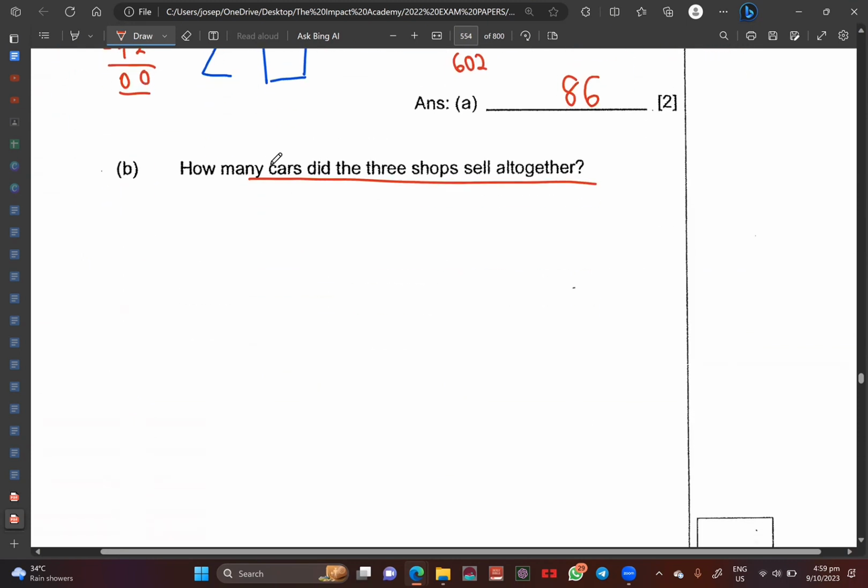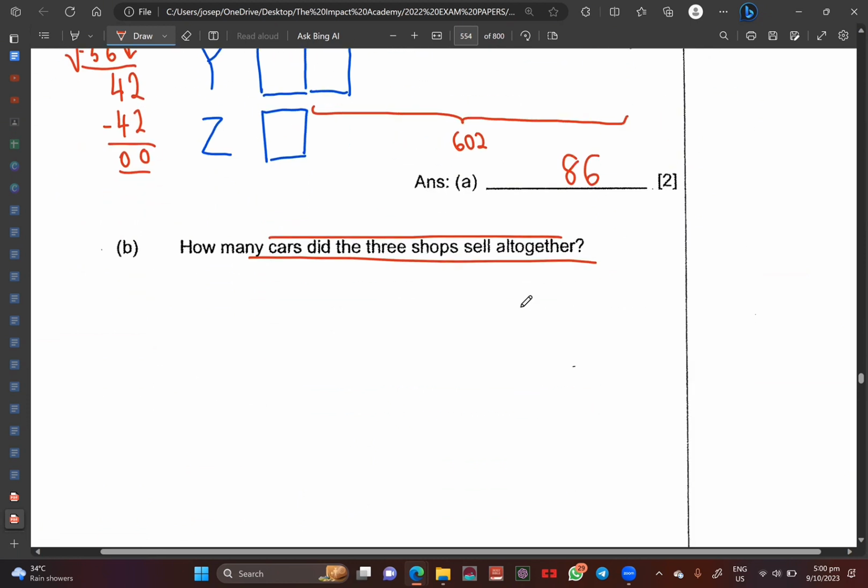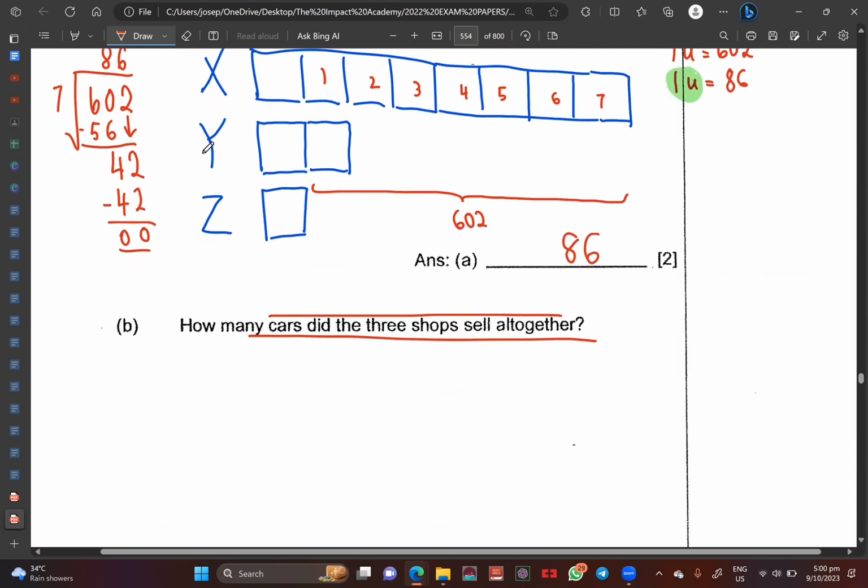Yeah. Second question says, how many cars did the 3 shops X, Y, Z sell altogether? Look at this. How many units are there? You tell me. 11 units, right? So for shop X, it's 8 units. Shop Y is 2 units. Shop Z is 1 unit. So therefore, in total, it's just 11 units. You agree so far? Yeah. So if 1 unit is 86, 11 units, isn't that true? It will be 86 times 11. Am I making sense here? All right. So once I have this, I will get to an answer of 946.